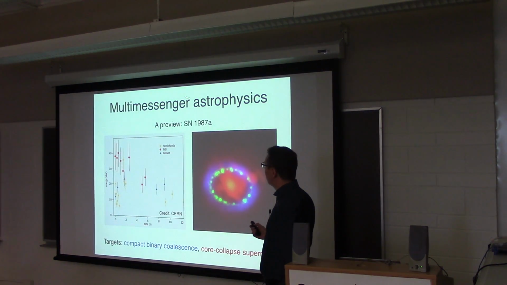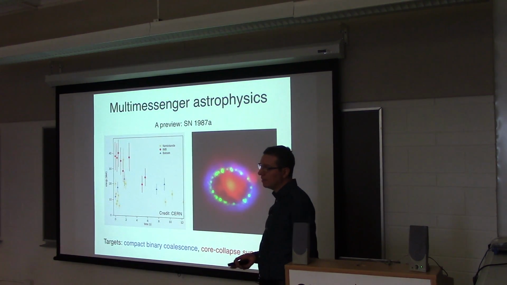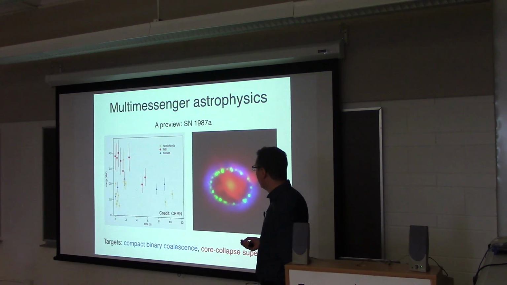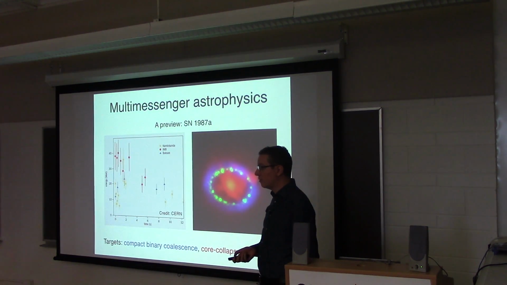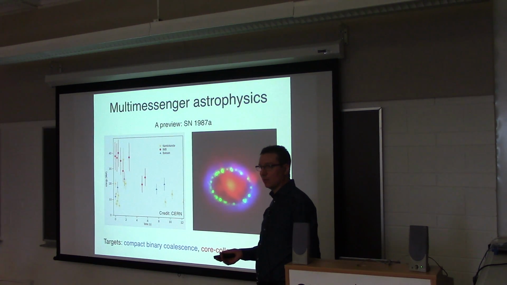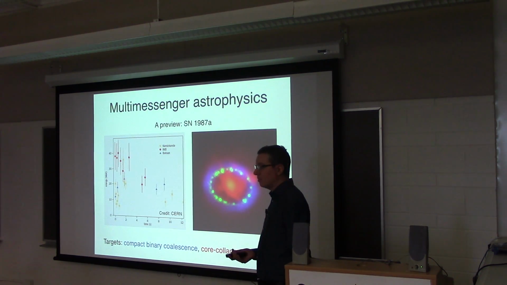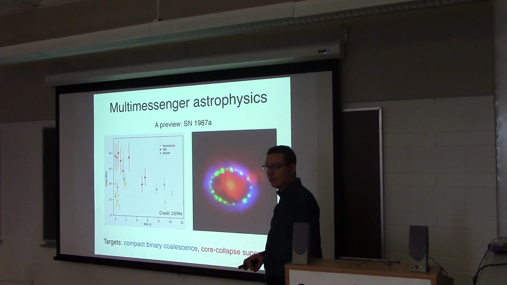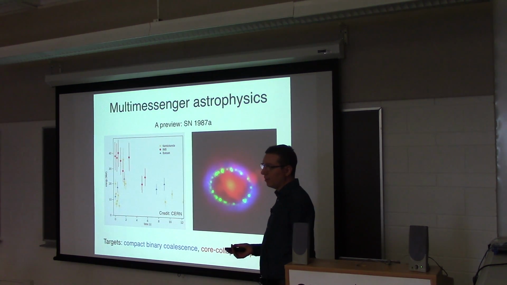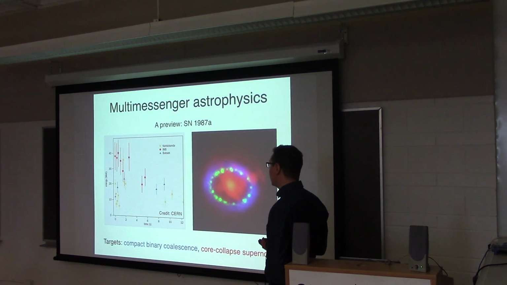So let me start by explaining what I mean by multi-messenger astrophysics. By this, I mean the study of astrophysical objects by means of multi-messenger observation, for example, neutrinos and photons, as was the case for supernova 1987A, which was a preview of what multi-messenger astronomy was going to be in the next few years. The sources that we are after are compact binary mergers like neutron star-neutron star, neutron star-black hole, perhaps even black hole mergers, and core collapse supernovae. What all of these events have in common is that they are extremely violent. They produce abundant gravitational, neutrino, and electromagnetic radiation, so that we have a chance to detect them with current technology in all of these channels, or at least in some of them.